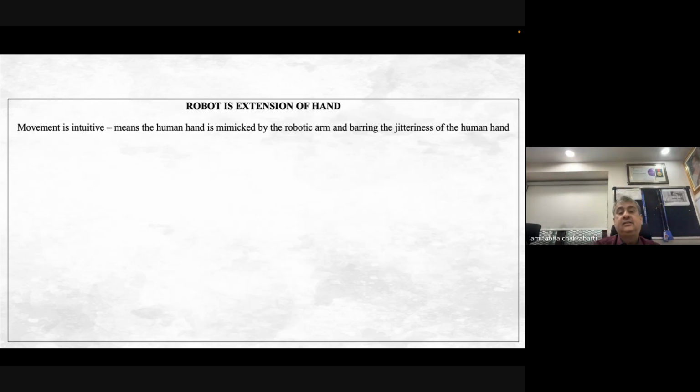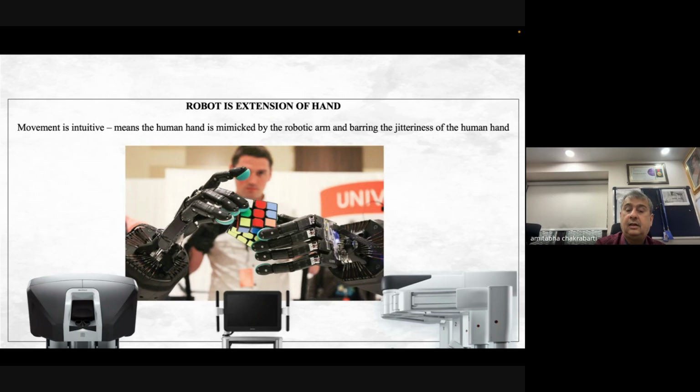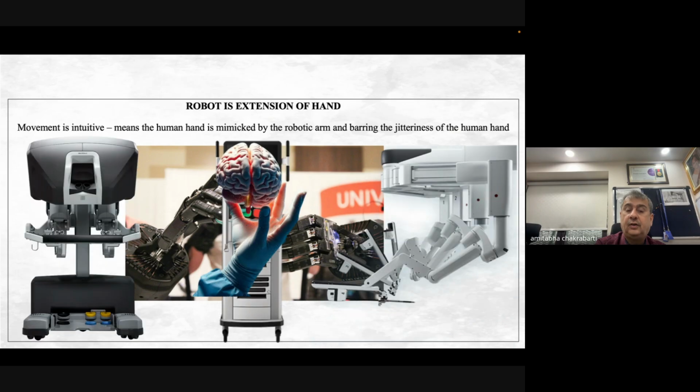Now, the robot is an extension of the hand, and the movement is intuitive and actual. The hand is mimicked by the robotic arm. So this is the brain. On the left-hand side is the master, and on the right-hand side is what we commonly call the robot, where the arms are. The right-hand side screen is the slave.